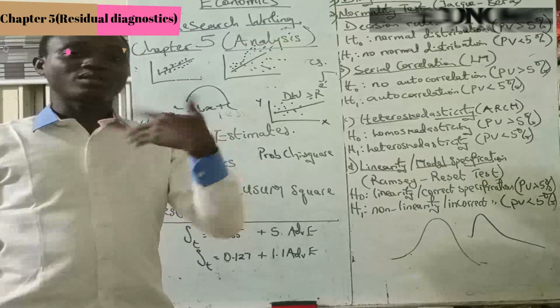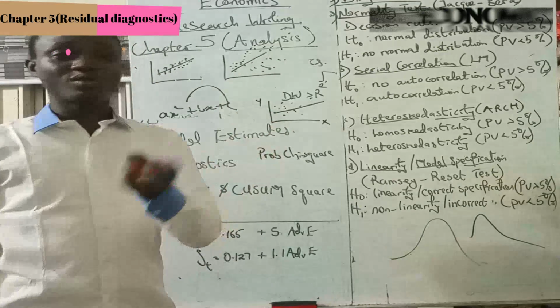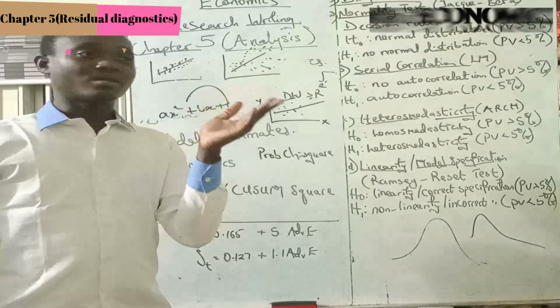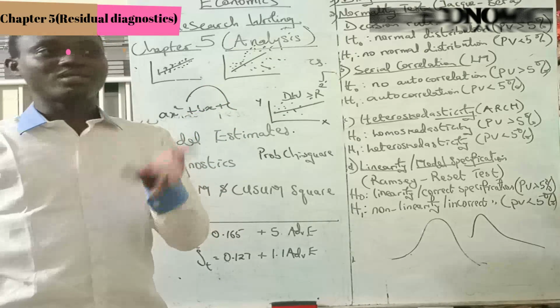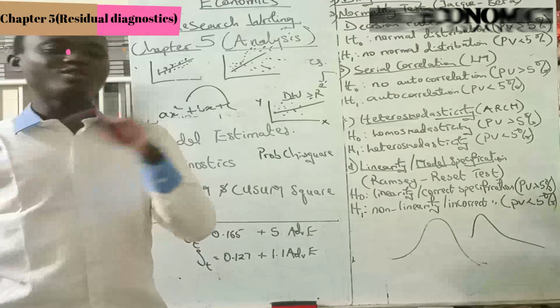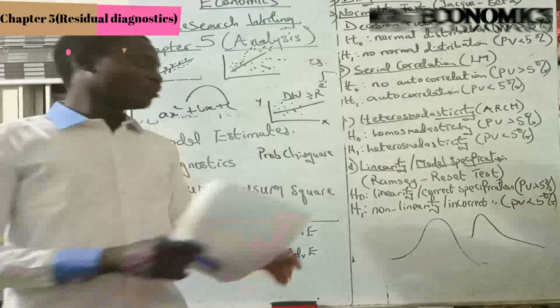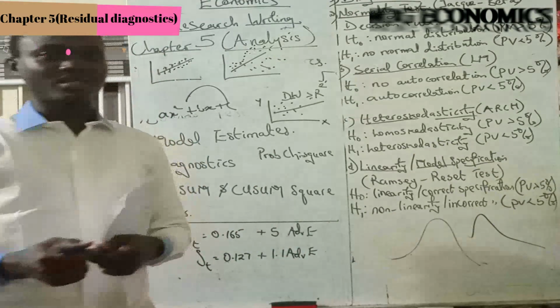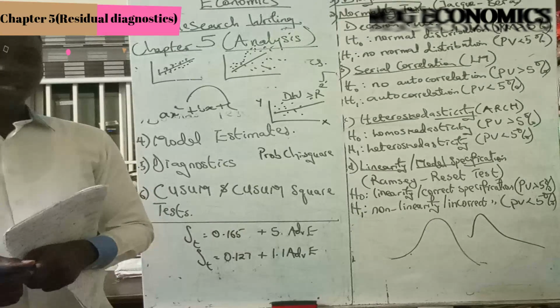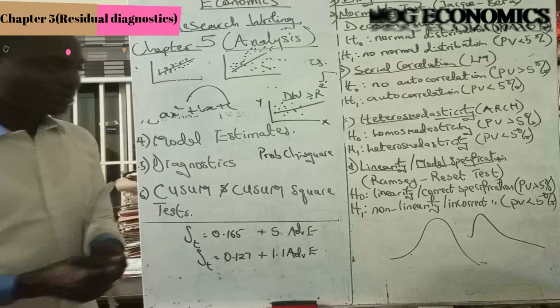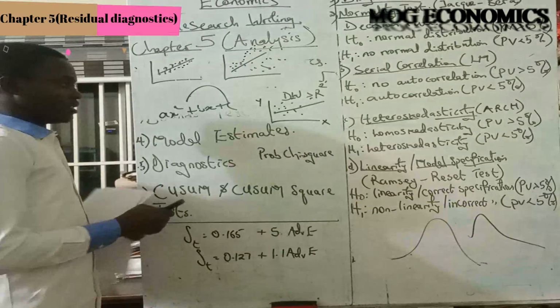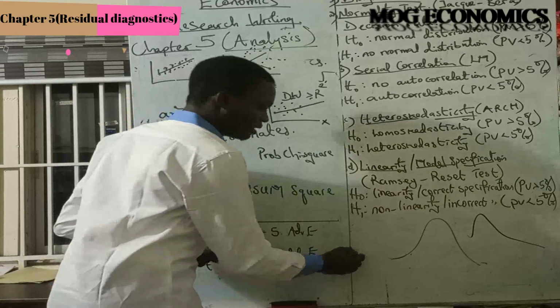The remaining stuff is the CUSUM test, the cumulative sum test, and the CUSUM square test. That's the cumulative sum square test. Now it's just to check if the model is stable. Okay, so for your CUSUM test, by the time you carry it out, I think that's under stability diagnostics, no longer residual diagnostics. Stability diagnostics. You're going to be having 2 red lines.